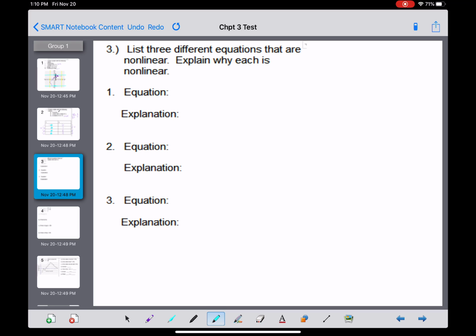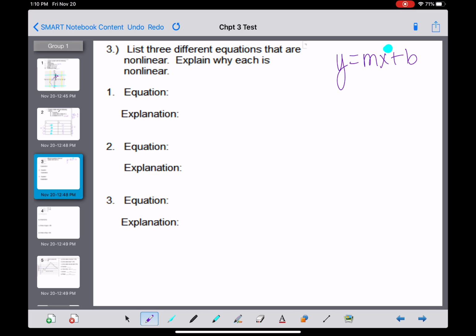List 3 different equations that are nonlinear. Explain why they're nonlinear. So remember, if a function is linear, the key here is that the x has an imaginary exponent of 1. When that changes, we don't have a linear function.